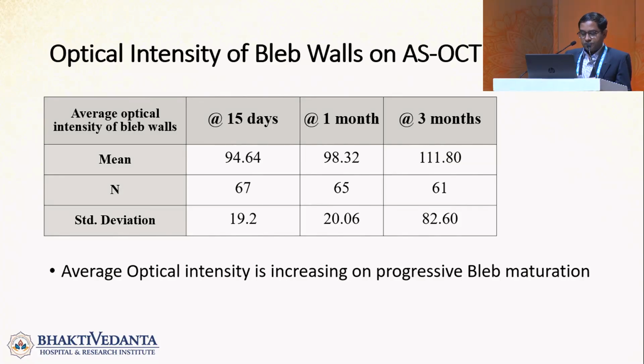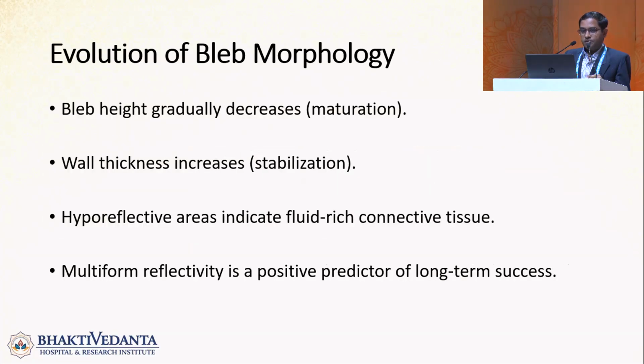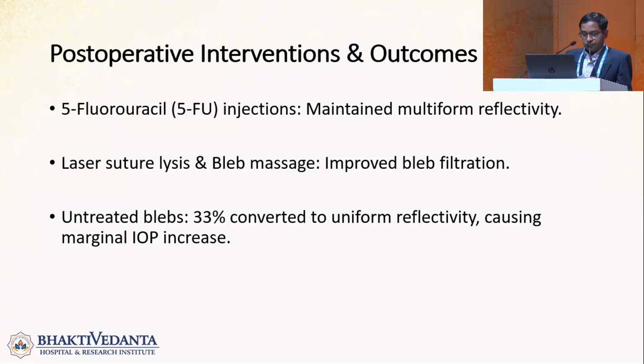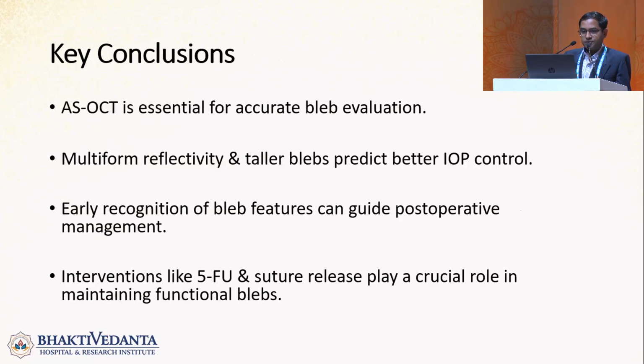This slide also shows the average optical intensity, which progressively increased as the bleb matured. The bleb height gradually decreased, which indicated bleb maturation. The bleb wall thickness increased, which indicated stabilization of the bleb wall. And we noted that multiform reflectivity was a positive predictor of long-term success. Procedures such as 5FU injections, laser suturolysis, and bleb massage played a critical role in maintaining good bleb function.